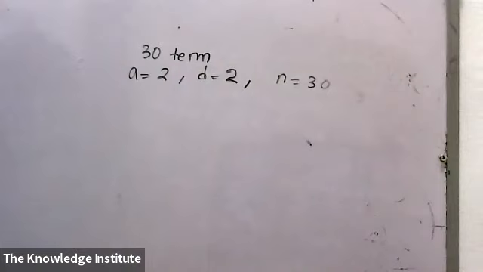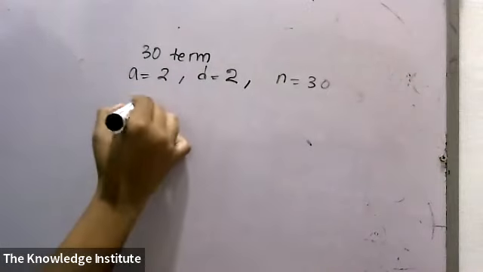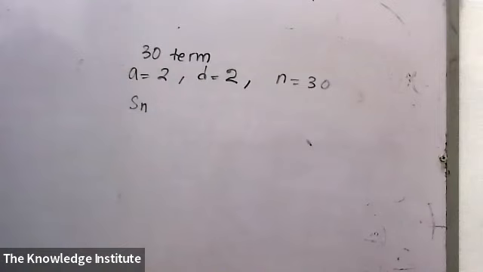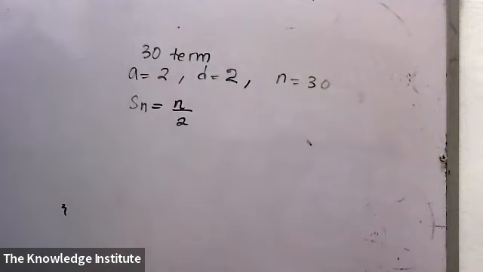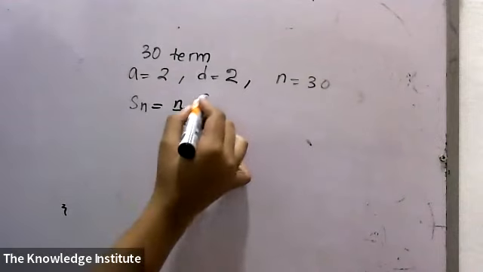Which one? Sn equals n over 2 into A plus L. Yes. Okay. What about Teresa? Are you going with the same answer? Is it correct? Sn equals n over 2 into 2a plus n minus 1 d. Okay. What is the reason you are telling this?